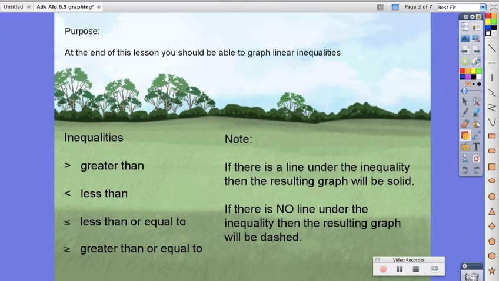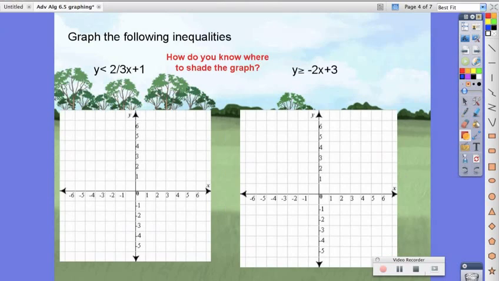Now a really important note is that if there is a line under the inequality, then the resulting graph will be solid. If there is no line under the inequality, then the resulting graph will be dashed. So we're going to work on that over here.